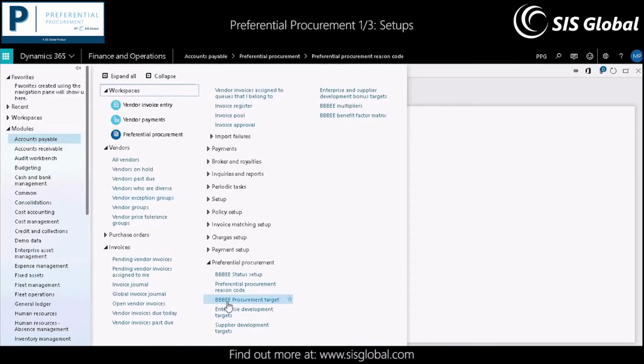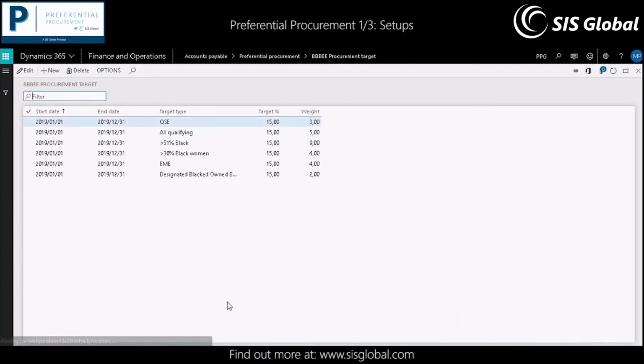BEE Procurement Target. This setup table is used to detail the target type, target percentage, and weighting points for each category of the preferential procurement element as set out in the BEE Codes of Good Practice. Much like the other requirements for BEE calculations, this setup table is date-driven to be used over a specific measurement period.